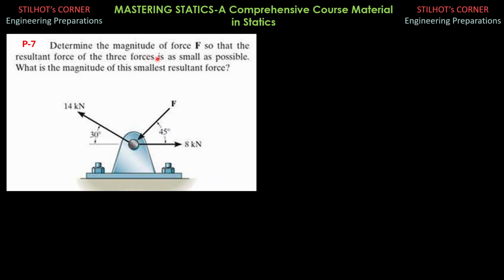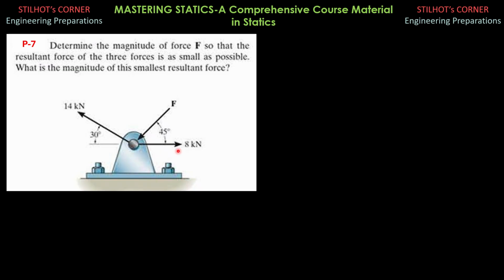So determine the magnitude of force F, this is problem 7, so that the resultant force of the three forces is as small as possible. What is the magnitude of this smallest resultant force? This is similar to problem 6. We have to minimize the resultant force. But before that, let's solve for Rx.